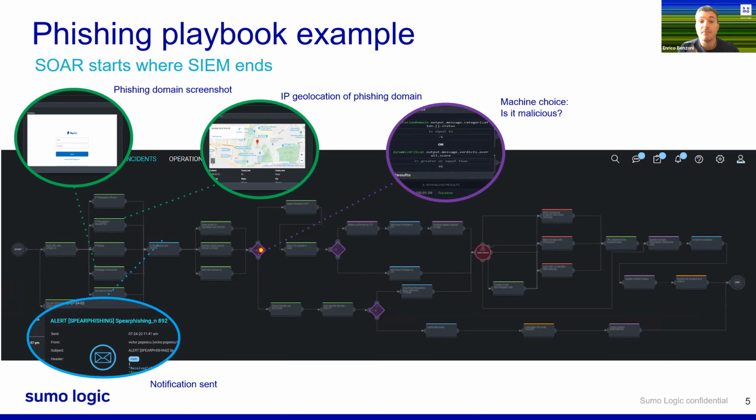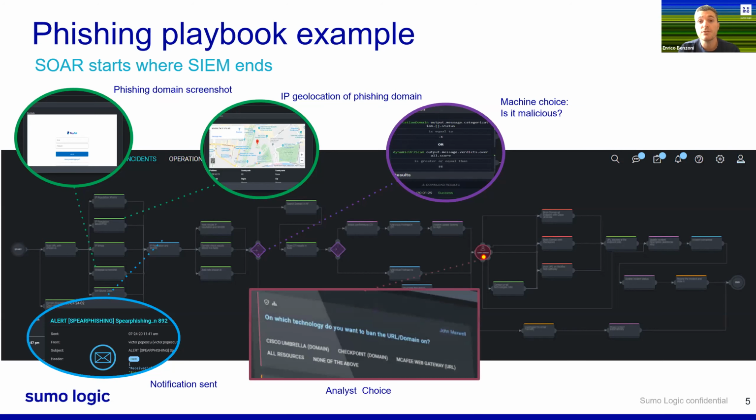And here there's the machine choice. So is it malicious or not? If it is malicious, the playbook analyzes the score, in this case, that you have to set up before. And in this case, it is malicious, so the playbook goes up, analyzes again, sends another notification, and stops here.